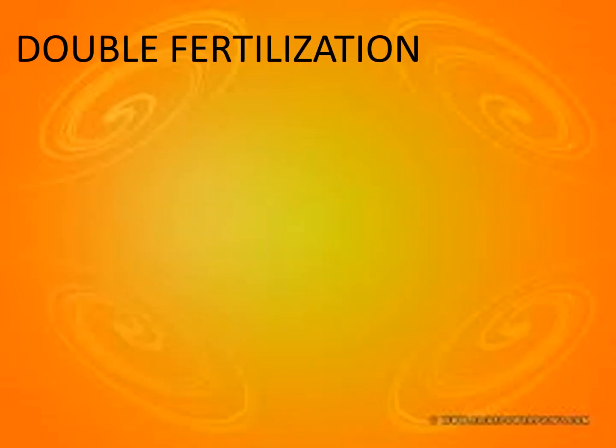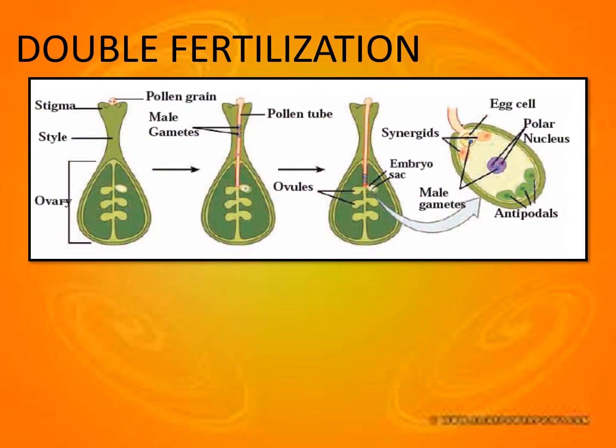Now let us see what is double fertilization. Now the stigma, which is the upper part of the gynoecium, gets sticky during the process of pollination, and when the pollen grain comes on and settles on it, it sticks there and it starts growing a pollen tube which contains two male gametes. This pollen tube grows and it goes through the style and reaches the embryo sac.